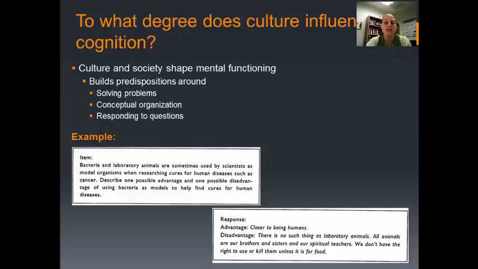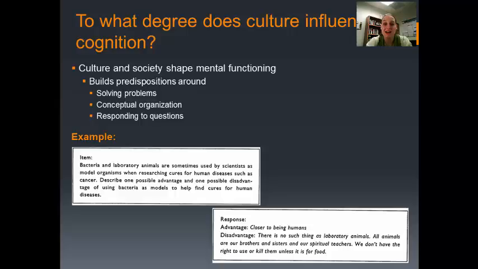In response, the English language learner writes this. He says, the advantage is closer to being humans. And the disadvantage is there is no such thing as laboratory animals. All animals are our brothers and sisters and our spiritual teachers. We don't have the right to use or kill them unless it is for food.